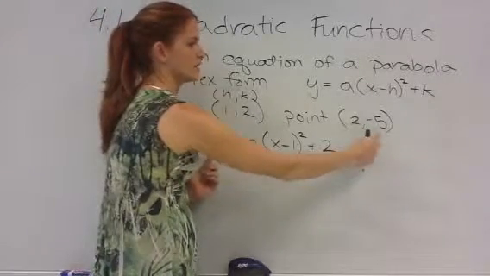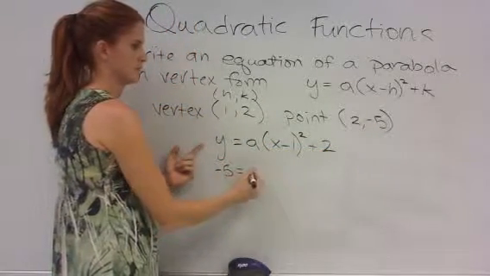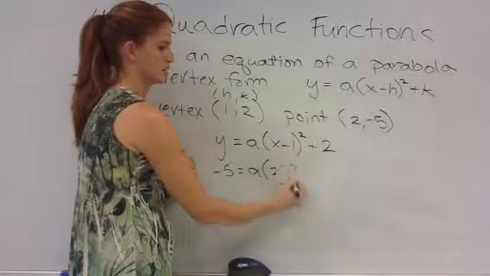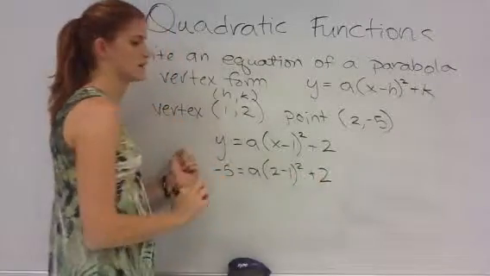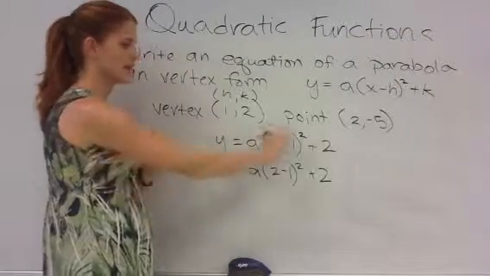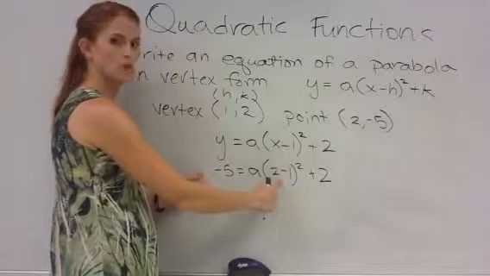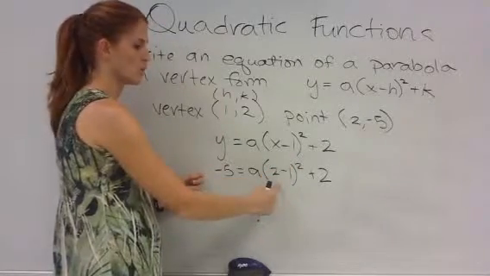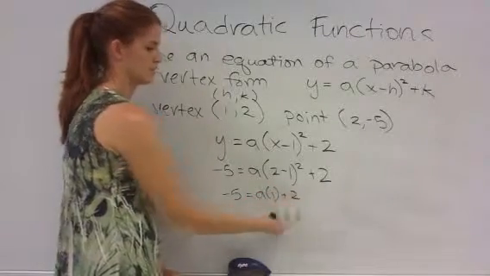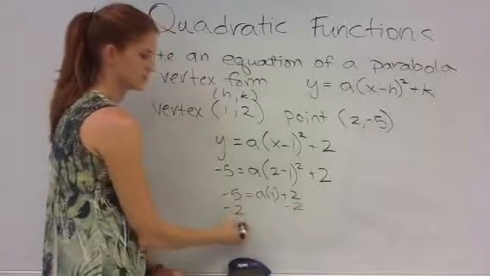So I'm given this point, so I take my -5 and plug it in here for y. I take the 2 for x and plug it in there. From here, I just want to evaluate and solve it for a. That way, I can plug it in and I would have my equation done. So I'm going to evaluate 2 minus 1 gives me 1. I square it and get 1. So that's just 1a. I want to get rid of my 2, so I'm going to subtract it to both sides.